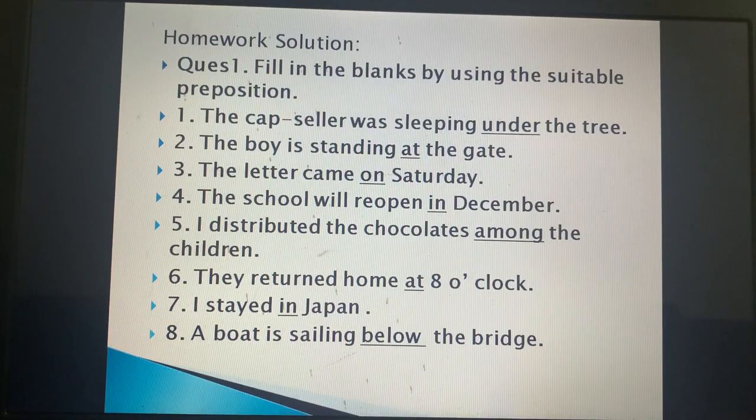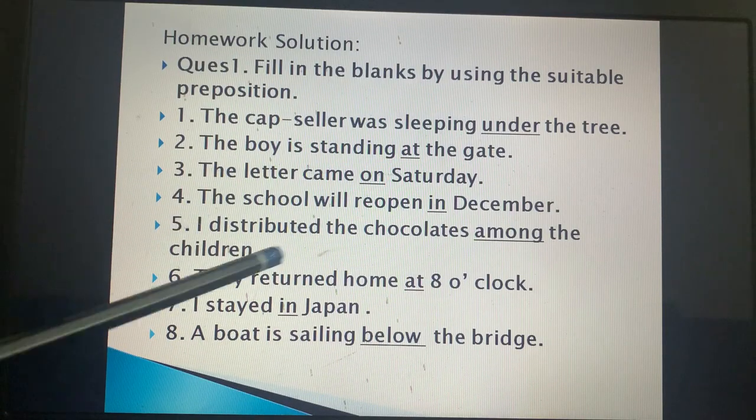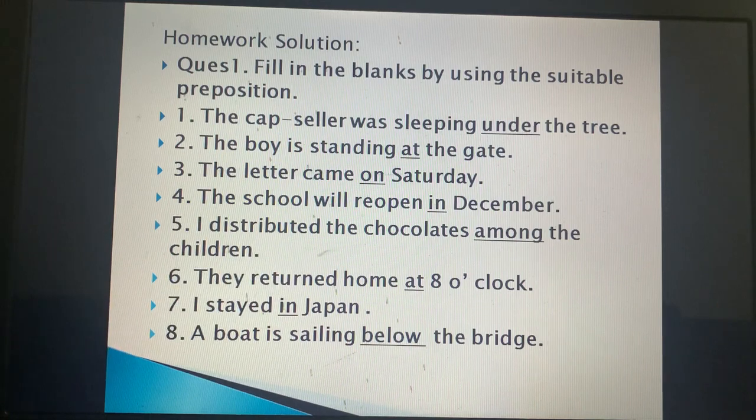कोई भी डे होता है, संडे, मंडे, ट्यूसडे, तो क्या यूज करते हैं? on. Fine. The school will reopen dash December. मैंने आपको बताया था, जब भी कोई मंथ होता है तो क्या यूज करते हैं? in. तो क्या आएगा यहाँ पे? in December. I distributed the chocolates among the children. दो के बीच में नहीं है, सबके बीच में है, तो क्या आएगा?